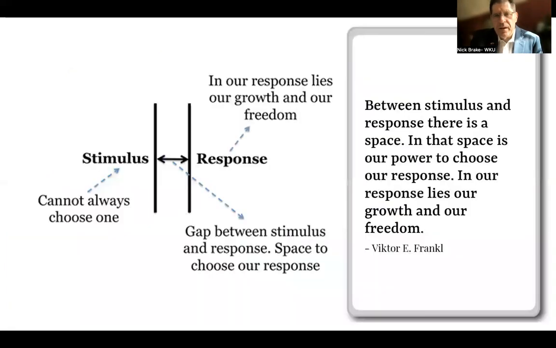Viktor Frankl, I like to use his example here, and this is the difference between stimulus and response. You can't choose the stimulus. Certain things are going to trigger you, certain stimuli are going to cause you to go off. But in that gap, that ABC gap between stimulus and response, Frankl says, lies our growth and our freedom. And that is important to keep in mind.